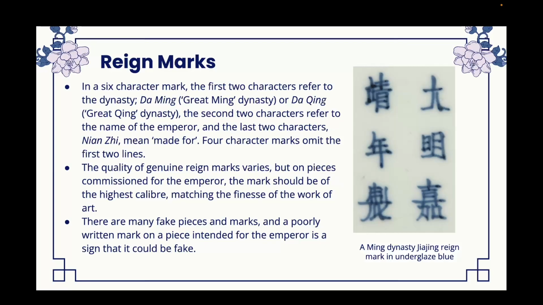The quality of genuine reign marks varies, but on pieces commissioned for the emperor, the mark should be of the highest caliber, matching the finesse of the work of art. There are many fake pieces with fake marks, and a poorly written mark on a piece intended for the emperor is a sign that it could be fake.